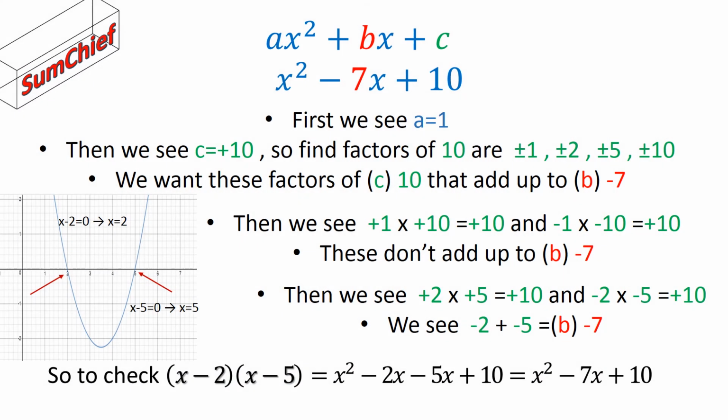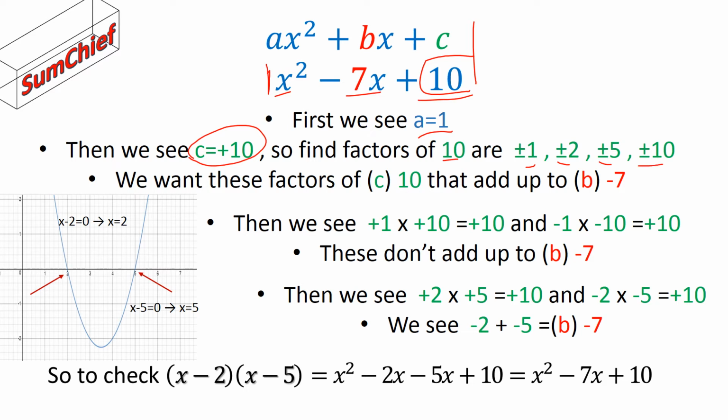So this time we've got x squared minus 7x plus 10. So straight into it, we see a equals 1, can put the 1 there, that's fine. So we see the c value is plus 10, so c equals plus 10. So now we find factors of 10, and these ones are plus or minus 1, plus or minus 2, plus or minus 5, plus or minus 10.